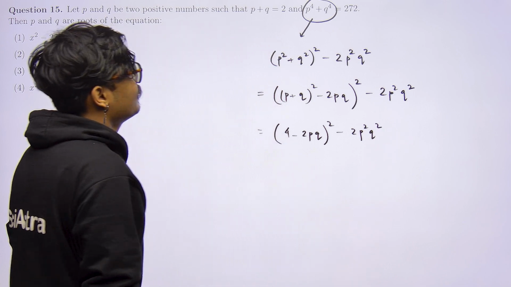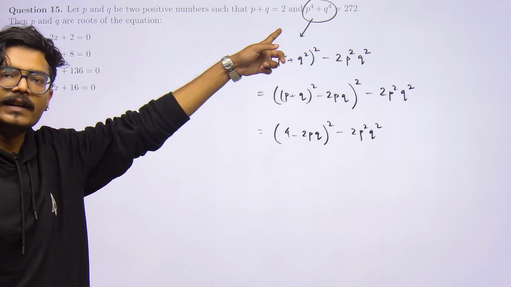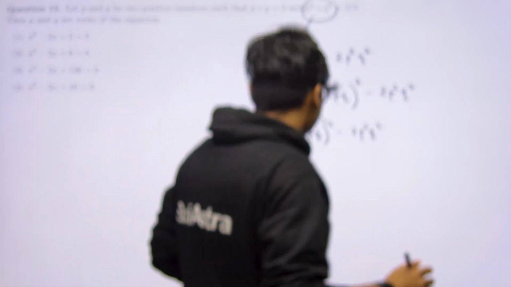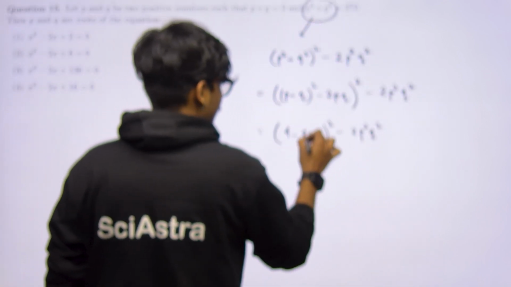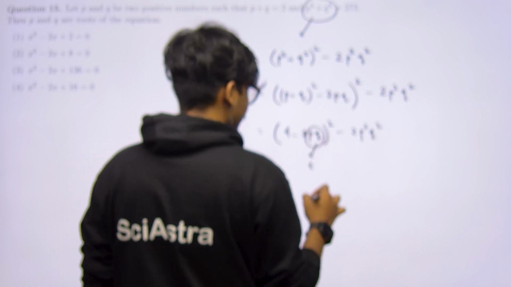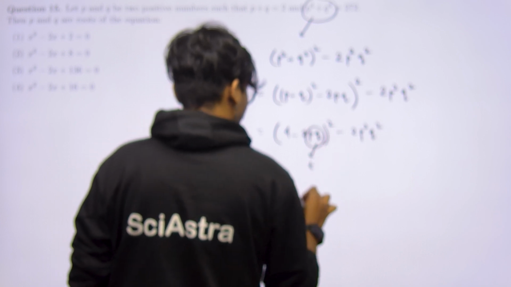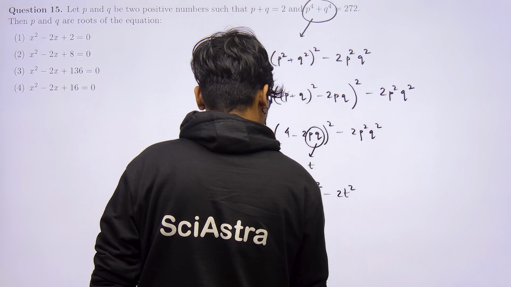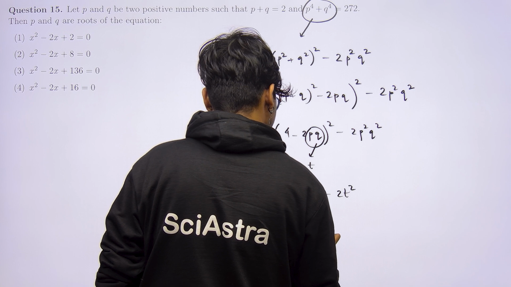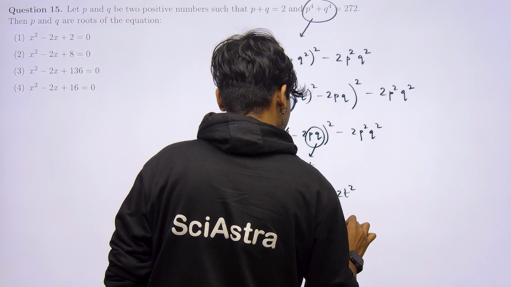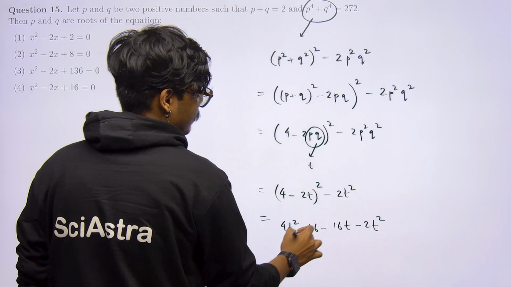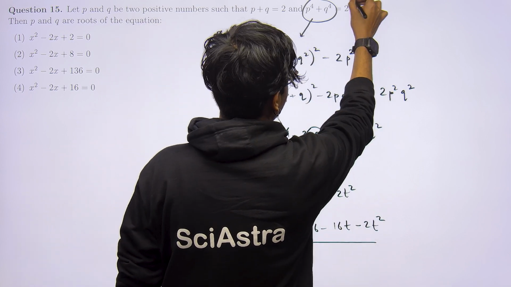So if you look at this carefully, you have the sum of the roots given to you, right? So all you have to do is you have to find out the product of the roots and you'll be done. So for that, let's consider PQ to be some variable t, right? And this is going to be 4 minus 2t whole squared minus 2t squared, right? Which is equal to 4t square plus 16 minus 16t minus 2t square. And this value is given to be 272, right?